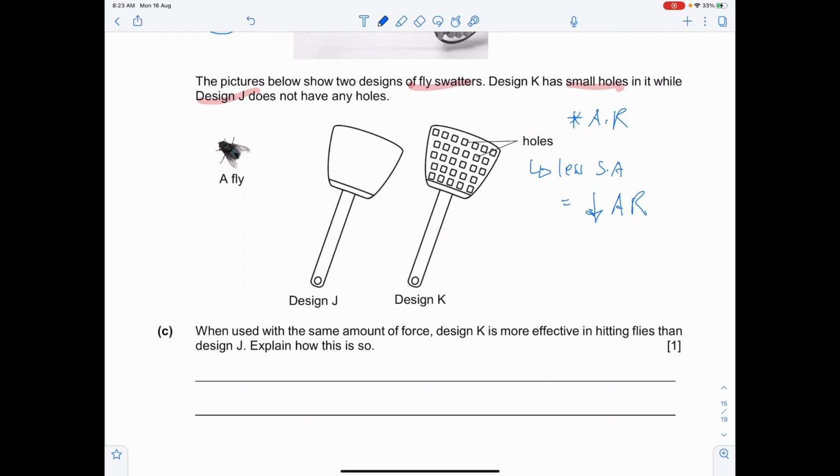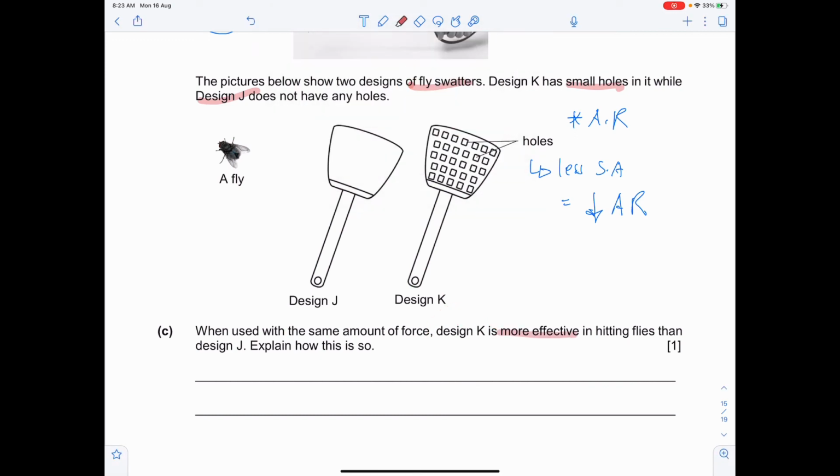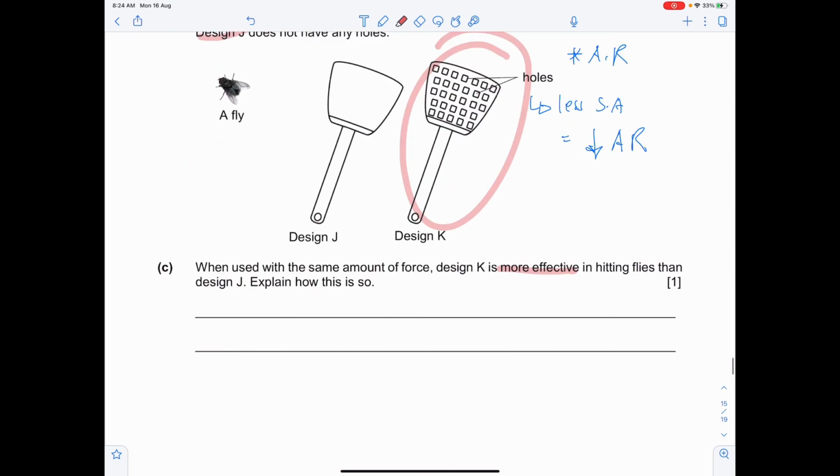So let's look at the question. When using the same amount of force, design K is more effective in hitting flies than design J. Explain how this is so. Like I said already, the whole point is you need to hit something that is fast, so this has to be faster. The word faster definitely needs to be there. Okay?